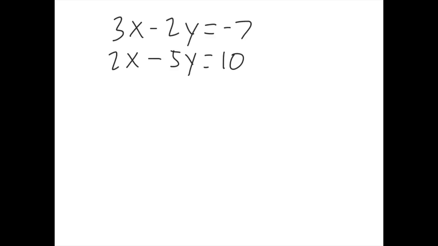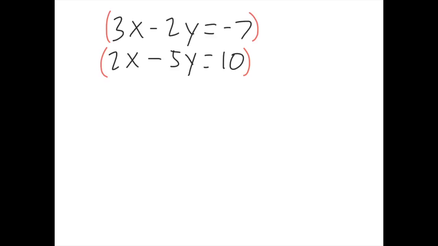So for the y's, the number in front has to be exactly the same, and the signs have to be different. So we need one positive and one negative. So in this case, we want to multiply both equations. So we take the entire equations and we're going to multiply both of them. But we're going to multiply them by different things.